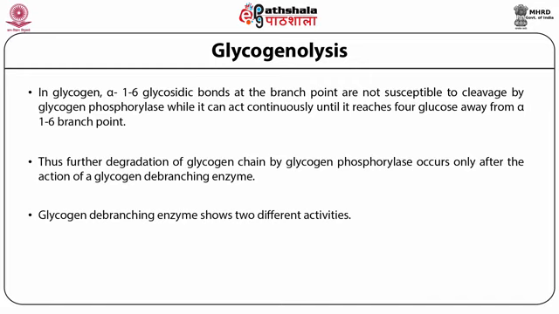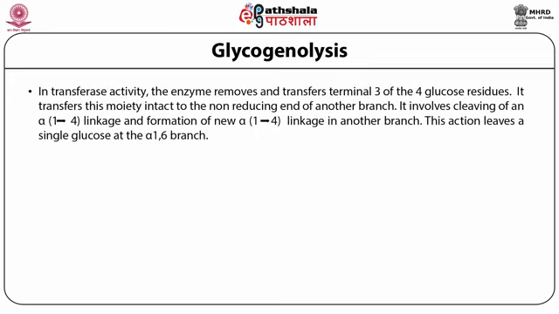Glycogen debranching enzyme shows two different activities. One is transferase activity, second one is alpha-1,6 glucosidase activity. In transferase activity, the enzyme removes and transfers the terminal 3 of the 4 glucose residues. It transfers this moiety to the non-reducing end of another branch. It involves cleaving of an alpha-1,4 linkage and formation of a new alpha-1,4 linkage in another branch. This action leaves a single glucose at the alpha-1,6 branch.